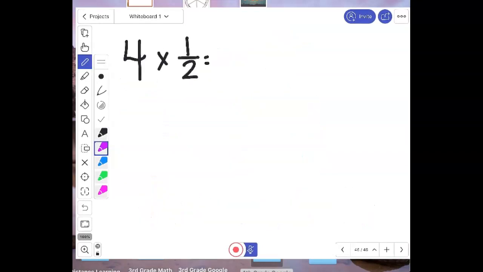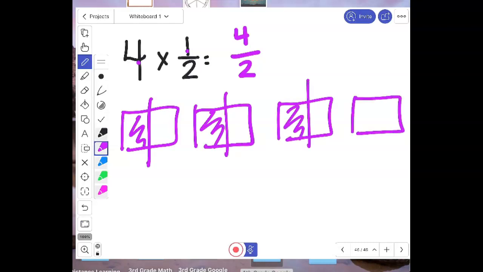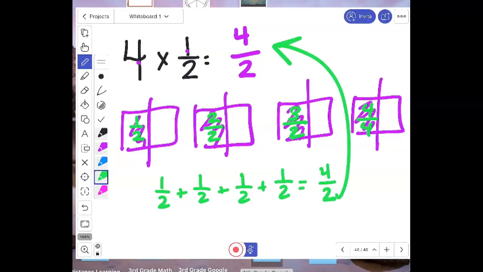If I have 4 times a half, I know 4 times 1 is 4, and I just keep my denominator. So 4 halves. Let's prove it with a picture. I'm going to draw 1/2 4 times. So this is 1/2, 2 halves, 3 halves, and 4 halves, because 1/2 plus 1/2 plus 1/2 plus 1/2 equals 4 halves, which is what we got up here, because 4 times 1 equals 4.